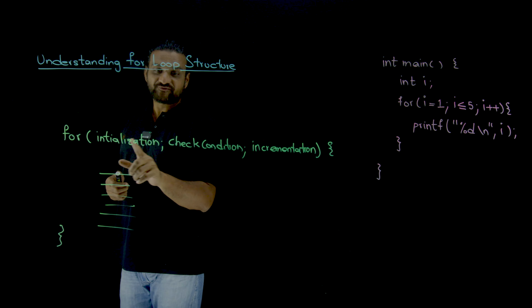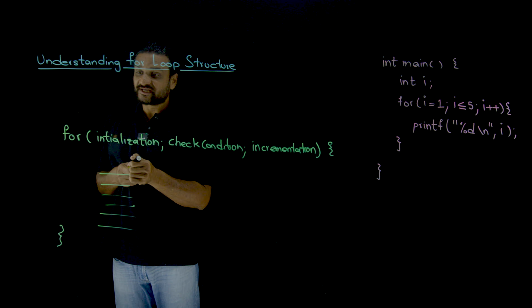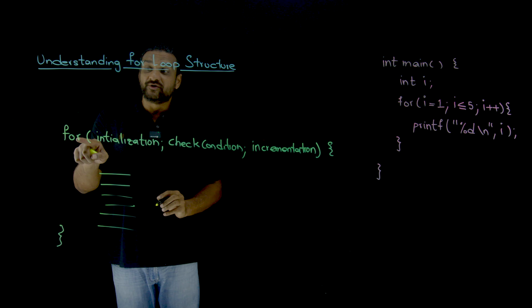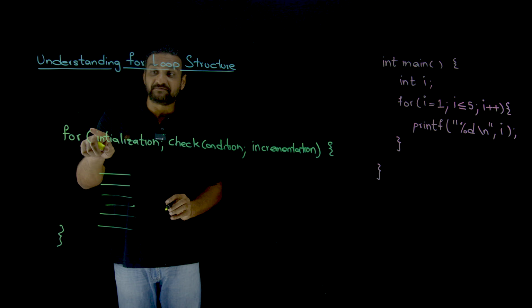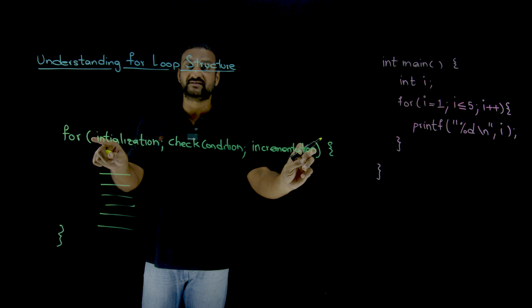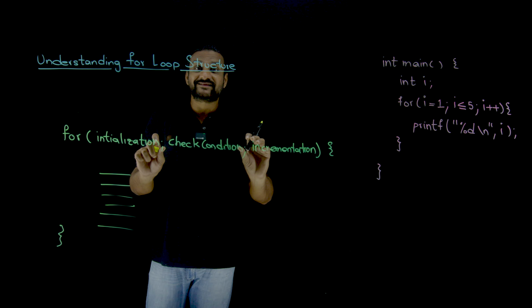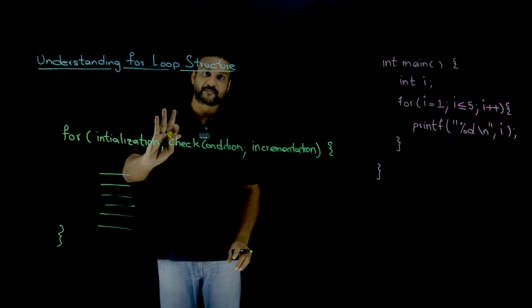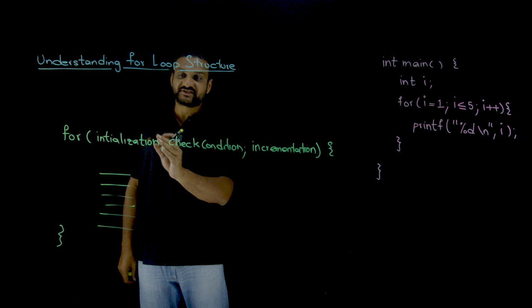This is the syntax for loop, and this for is the keyword that is used for the for loop, and it comes with these parentheses. So every for loop will come with these parentheses. Now within these parentheses, we will be having three statements.